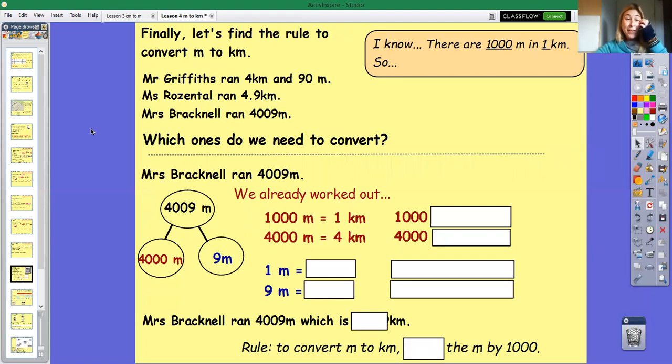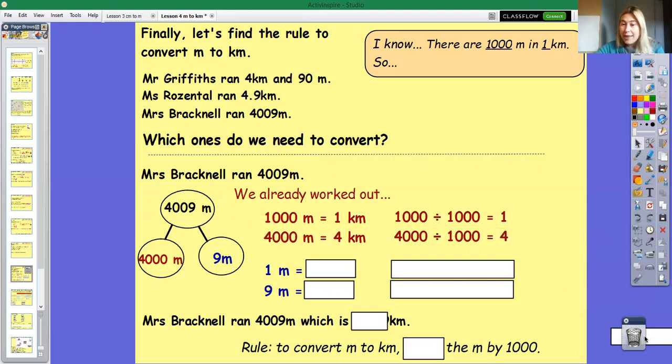Okay, finally, let's find the rule to converting metres to kilometres. Okay, so we've got all the distances here. Which one are we going to need to convert? Well, hopefully you can see that we're going to need to convert Mrs. Bracknell's, definitely, because hers is in metres and we want to know the kilometres. So pause the video now and have a think if you can work out what her measurement would be in kilometres, because we've already worked out part of this actually earlier. We already know that 4,000 metres is 4 kilometres because we divided by 1,000. So see if you can now work out what her 9 metres would be in kilometres.